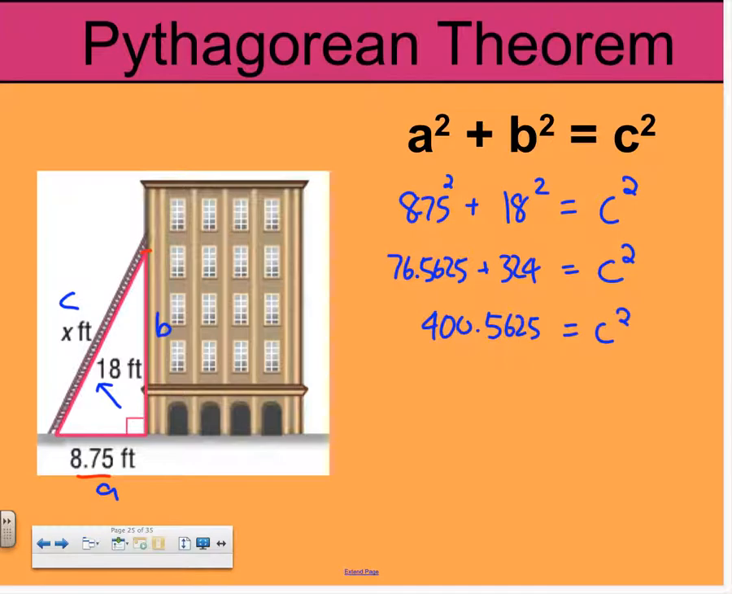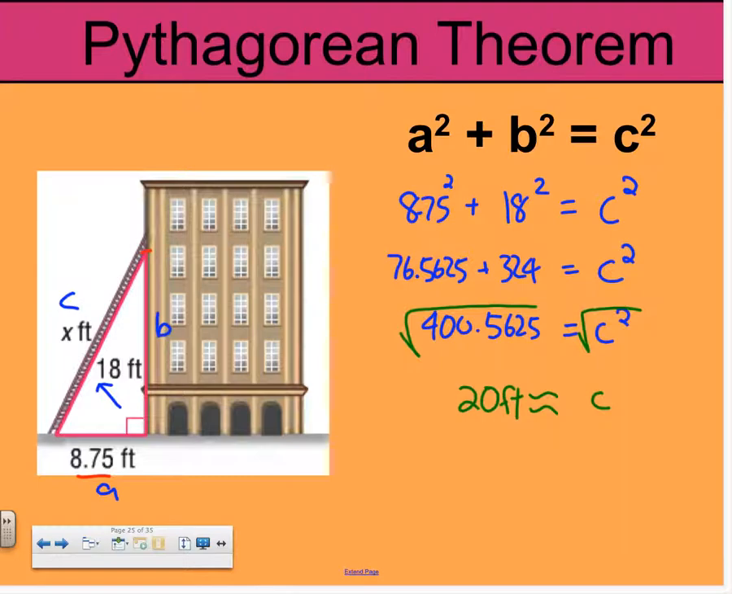So now I've got C squared, but I really want C. So what am I going to do? I'm going to take the square root of each side, so the square root of this side and the square root of that side, and we are going to get a number that is very close to 20. Now, in fact, when we're dealing with numbers that are very close, we can actually use the equal sign that is actually a little squiggly. Okay. So it asked us to find the length of the ladder rounded to the nearest tenth. So the length of this ladder rounded to the nearest tenth is going to be 20 feet.